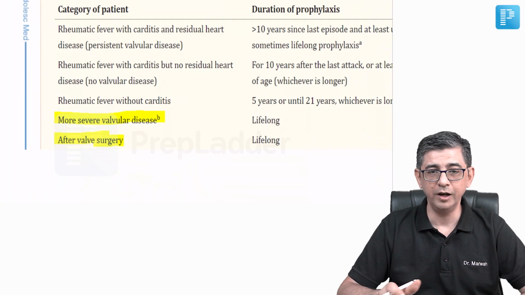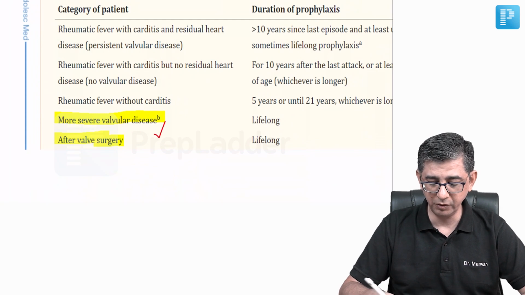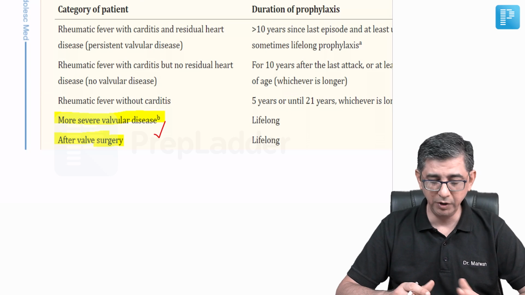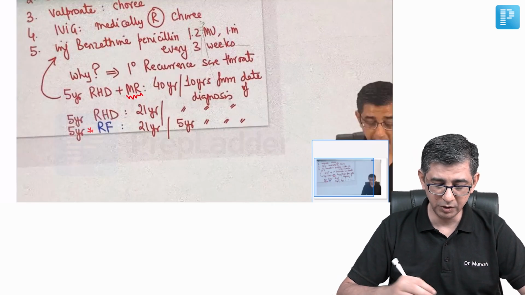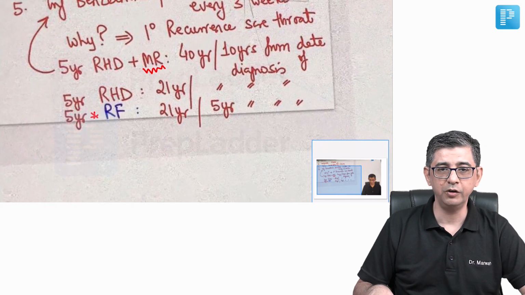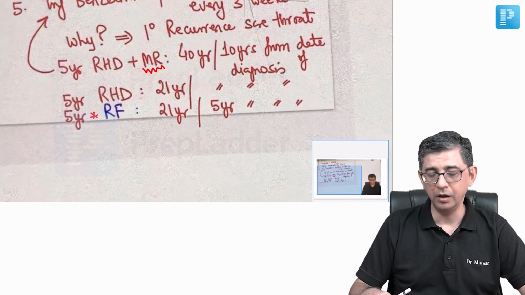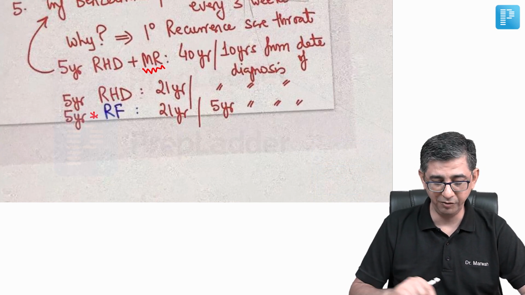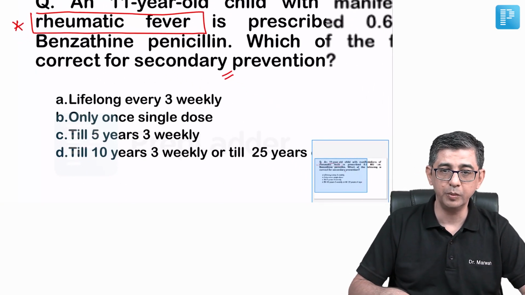And secondly, lifelong would be only with respect to if a person has had a severe valvular disease or after a valve surgery. So we will be going in for inputs like this. It's either going to be 40 years or it's going to be 21 years as given in Harrison, and the backups are 10, 10, and 5. Listen to the backups carefully before we focus on the options there. 10, 10, 5. Now we look at the options.